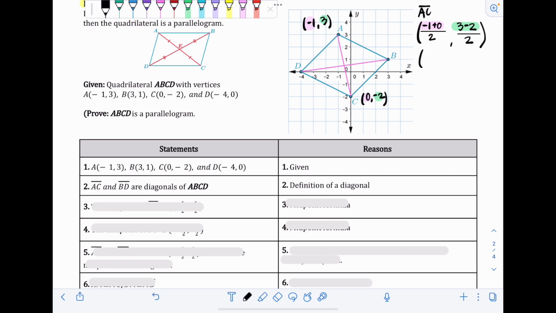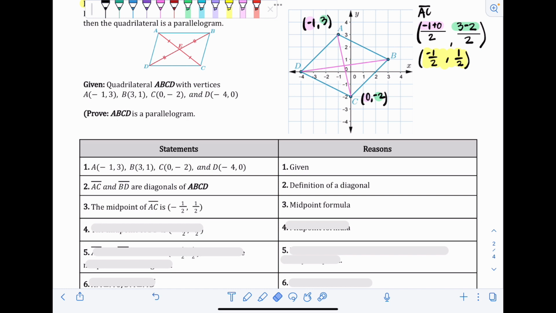So -1 plus 0, of course, is -1 over 2, and 3 minus 2 is 1 over 2. So that's the midpoint of segment AC, and that's what we're going to state for number 3. We're going to say the midpoint of segment AC is (-1/2, 1/2). And then our reasoning is just the midpoint formula, because that's what we use to find it.